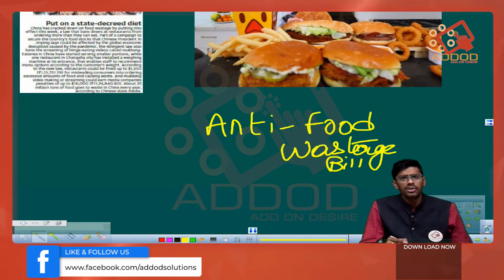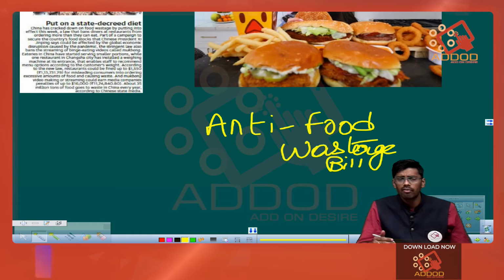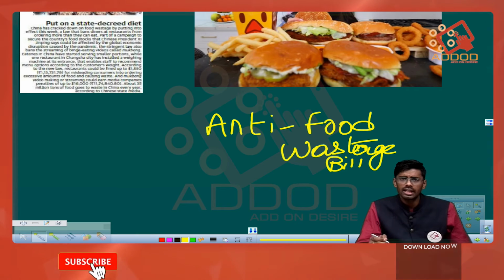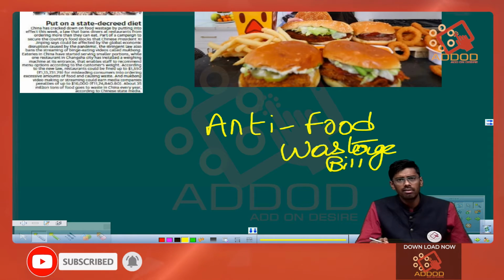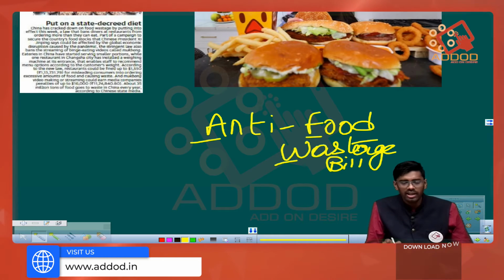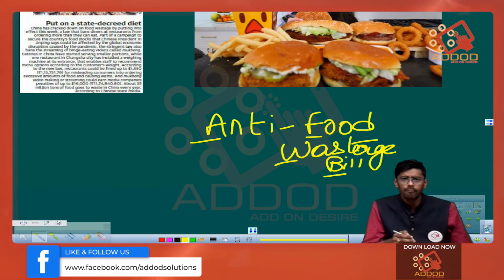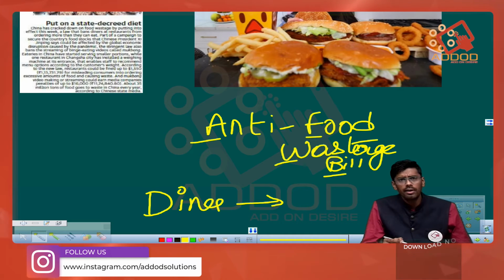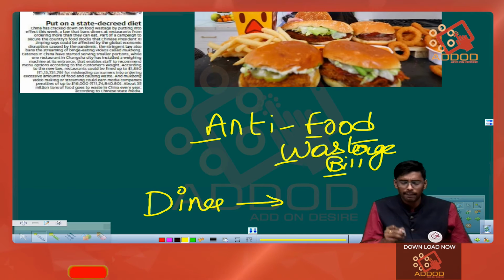We know how China is an authoritarian country, and we know how China will try to enforce strict laws on everything it feels, no matter what people think. Recently the Chinese government has brought the anti-food wastage bill. So what is the significance of this bill? If a diner orders more food and wastes any of it, then he would face a penalty.